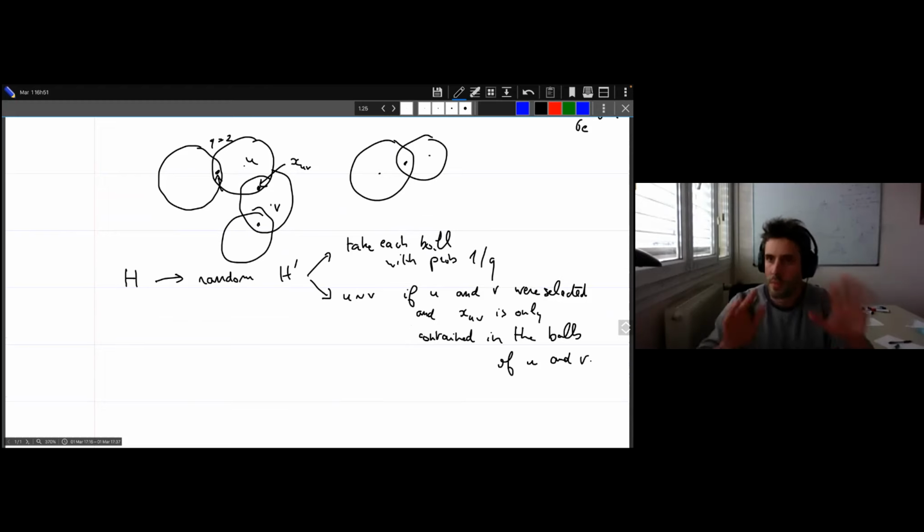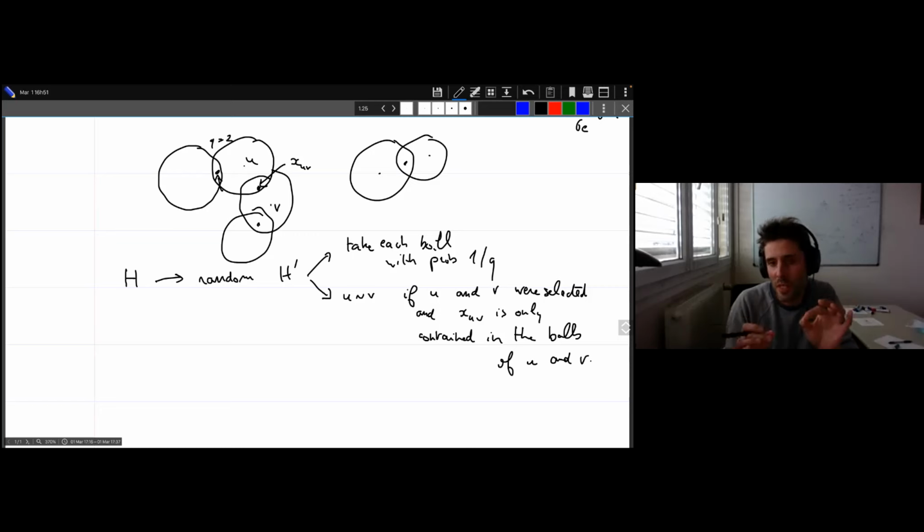Okay, so let me tell again what I'm doing. H is the intersection graph of all the balls. I have P balls and each vertex is in at most Q balls. I want to make this nicer, so I'm only selecting each ball with small probability, 1 over Q. And I want my graph to be very clean.